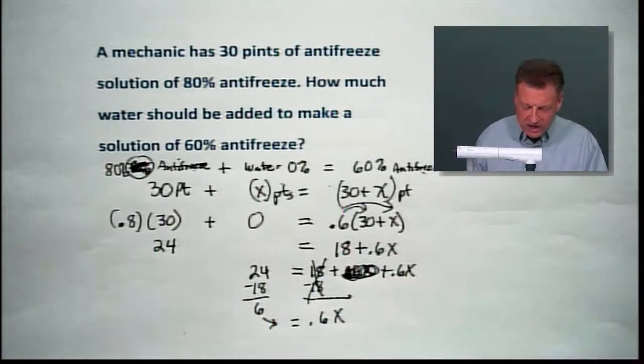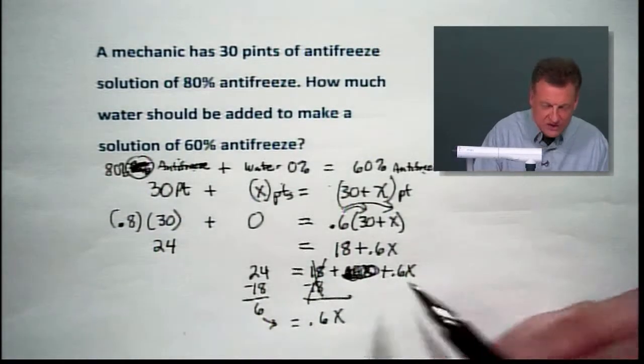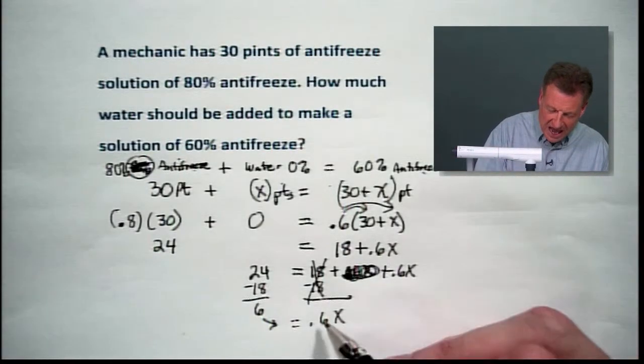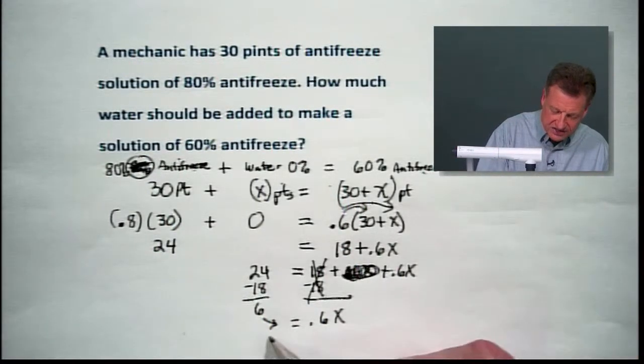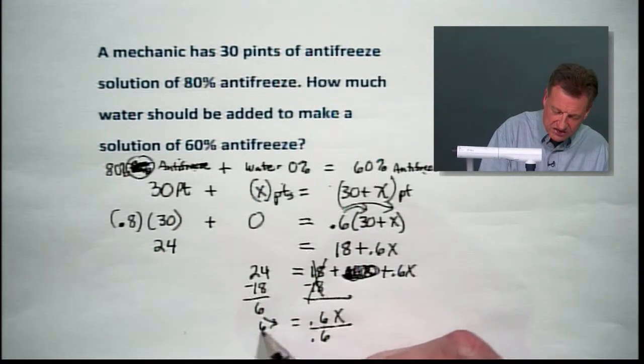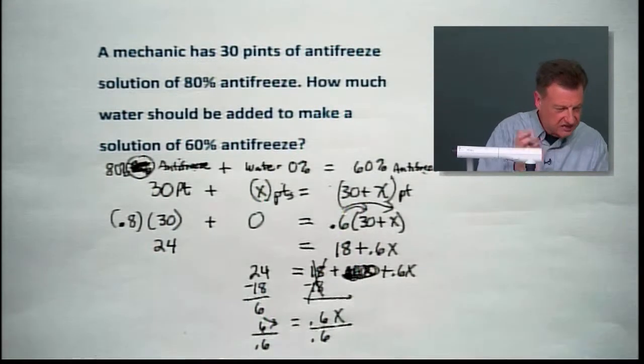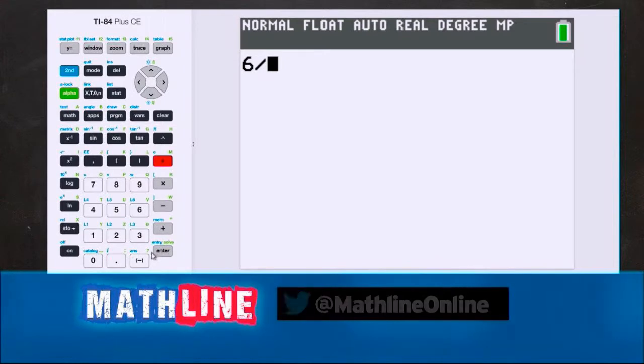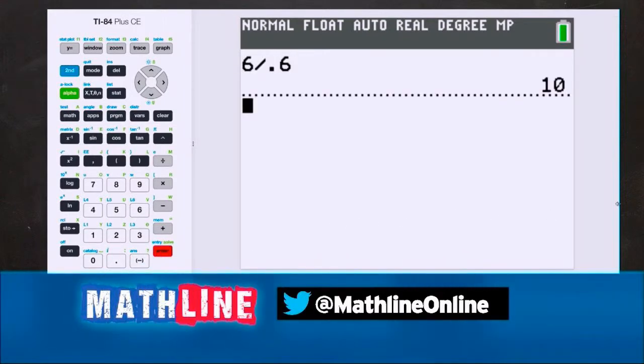Some of you are going like, where did you get that one? We didn't. It just somehow appeared there, right? So we're going to keep that in. And we're going to divide by 6/10. So we're going to take our 6 divided by 6/10. Go to the calculator. Work through that one. Let's see. We've got 6 divided by 6/10. I am looking at 10.